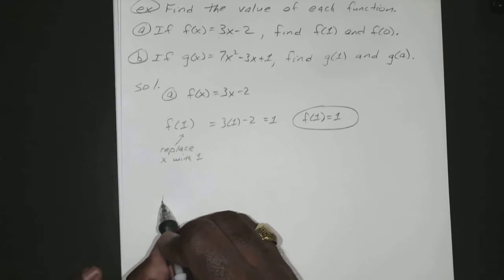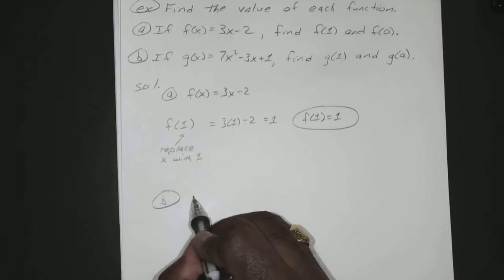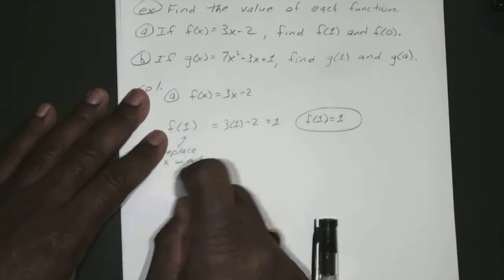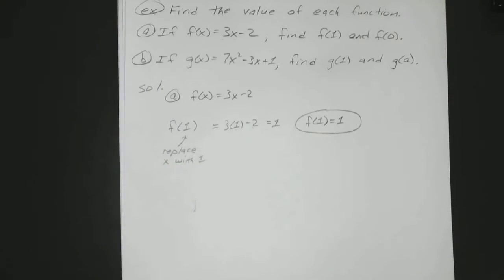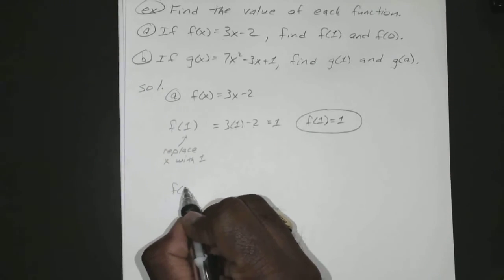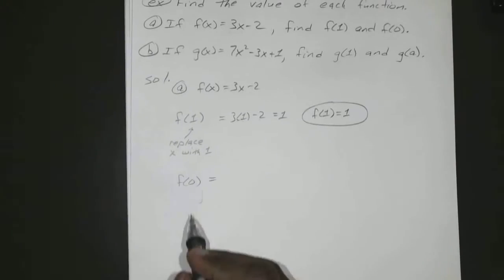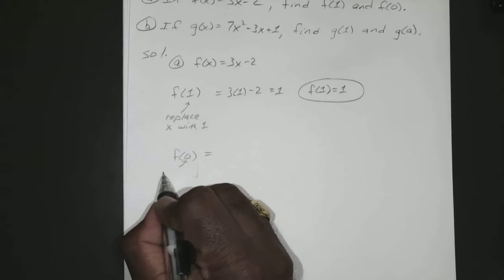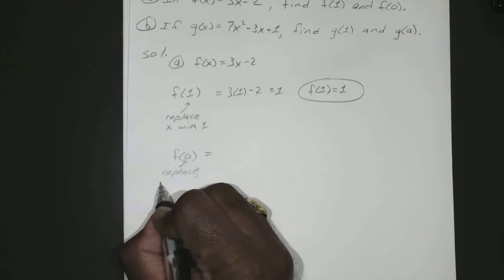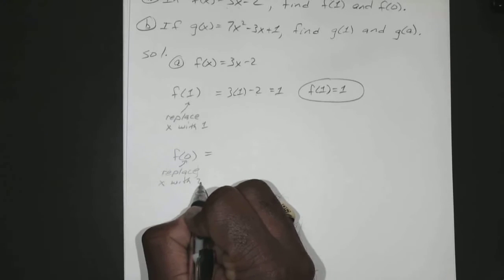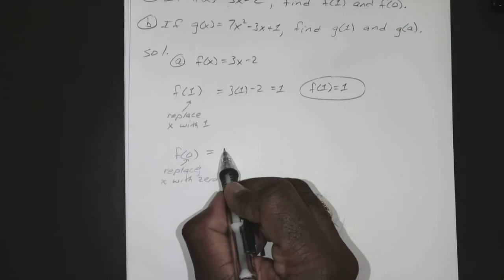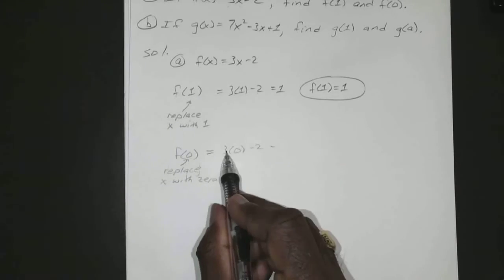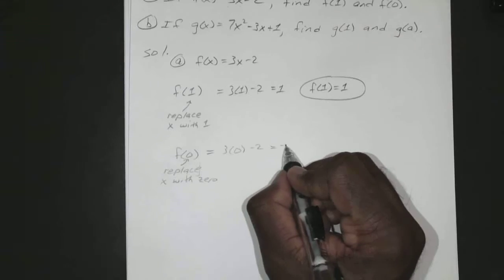So for b, forgot to do f of 0. Knew that went by a little too quick. Okay, so f of 0, that's just replace x with 0. And that's just going to be 3 times 0 minus 2. 3 times 0 is 0. 0 minus 2 is just negative 2.